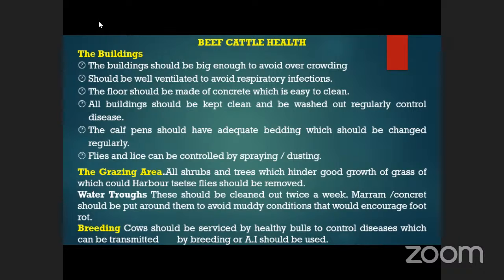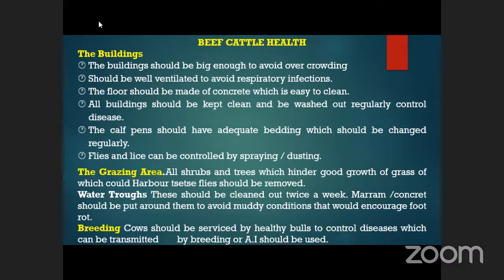The other is the floor should be made of concrete, which is easy to clean. Concrete, not cement or tiles. Don't be excited and be like, I love my cow so much, I'm going to put tiles for it, my friend. Tiles and cement are very dangerous to animals. These animals can easily slide and break their legs.